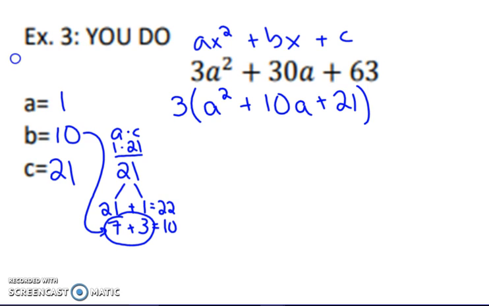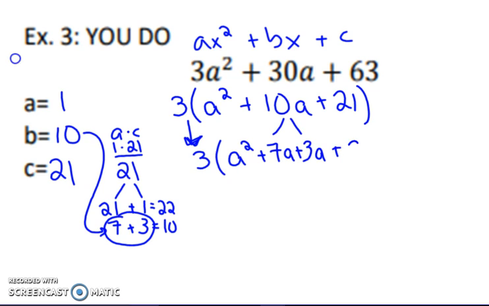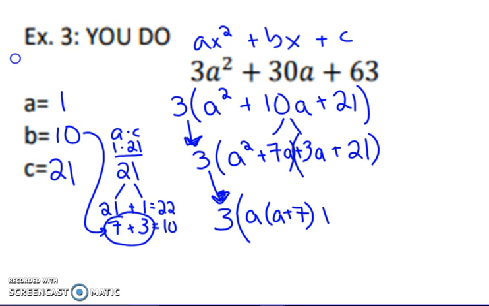Now, from here, we need to make sure that this GCF stays with our problem. So I'm still going to keep a squared, but now 10a is going to be 7a plus 3a, and my c still stays the same. Now, we're still going to factor by grouping, but again, I'm still bringing down that 3. In this case, I'm going to pull out an a from the first set, and you get a plus 7. The second set, I'm going to pull out a 3, which gives me a plus 7. What's left in parentheses is still the same.